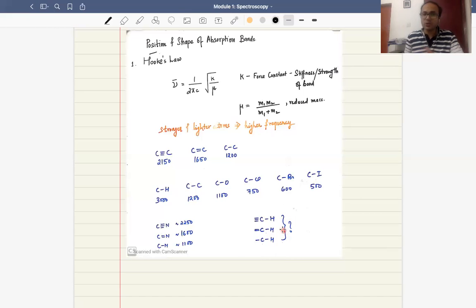I hope you understood how the appearance of the peaks in the infrared spectrum is decided by this important law, Hooke's law. This is one important factor on which the position of the absorption band in an infrared spectrum is decided. In the coming class, we'll be discussing more about the various factors that decide the position as well as the shape of the absorption bands.